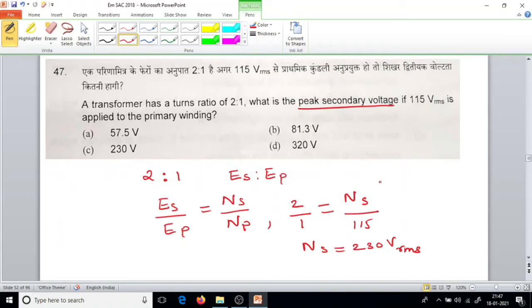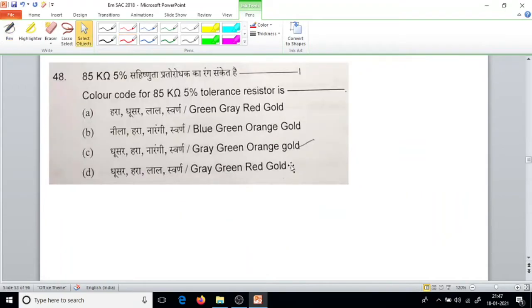So we have to convert this RMS to peak. So what is V peak? V peak equal to root 2 times 230 volt. So what is the value? Greater than 230. Now the answer should be option D. You need not calculate. Because when you multiply, that's a bigger number than 230, or greater than 230.